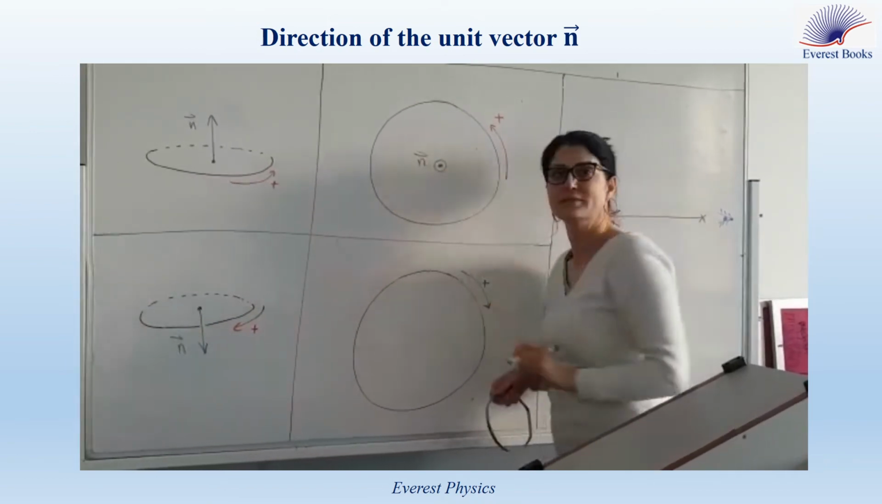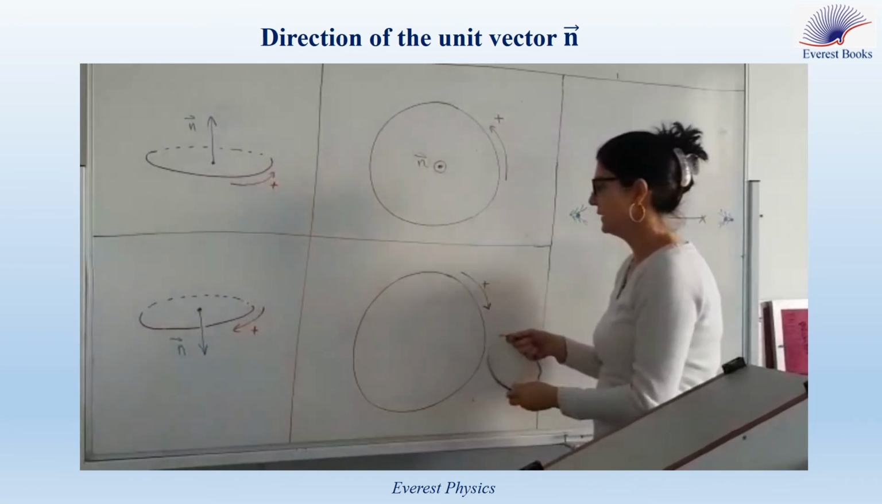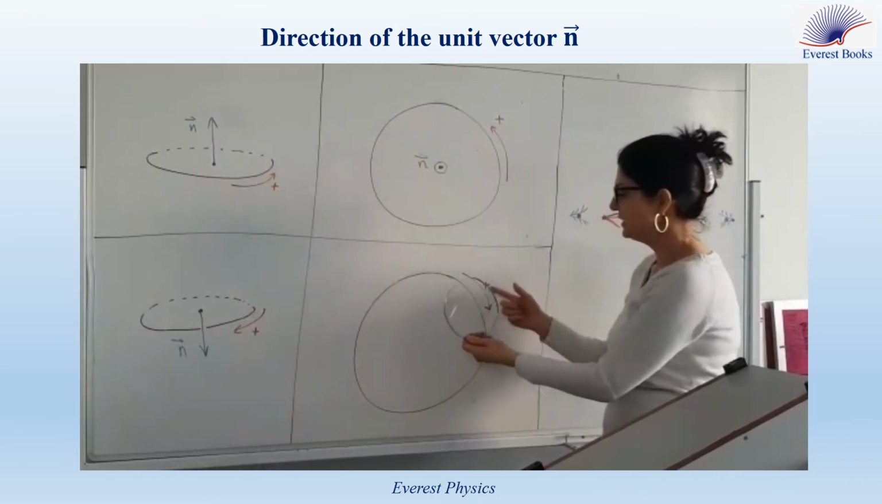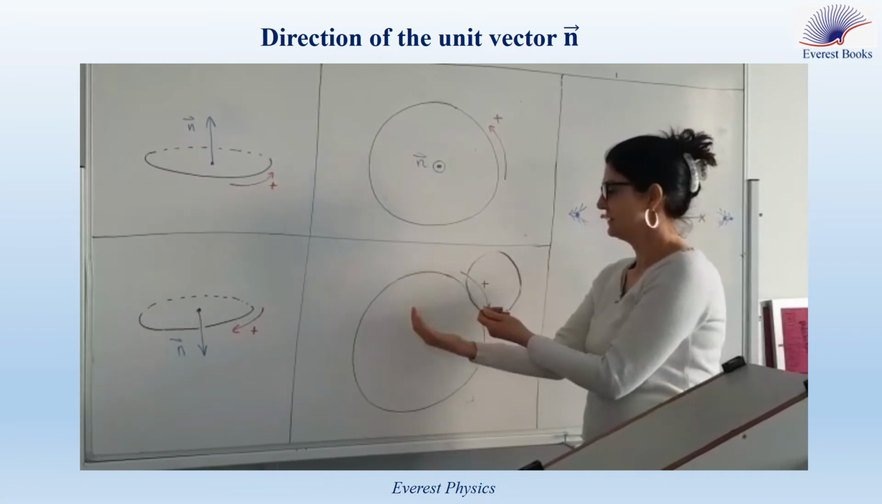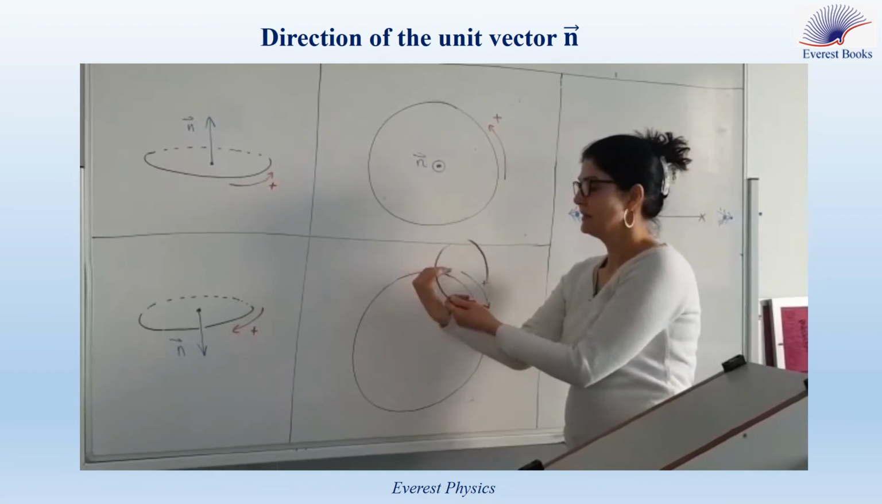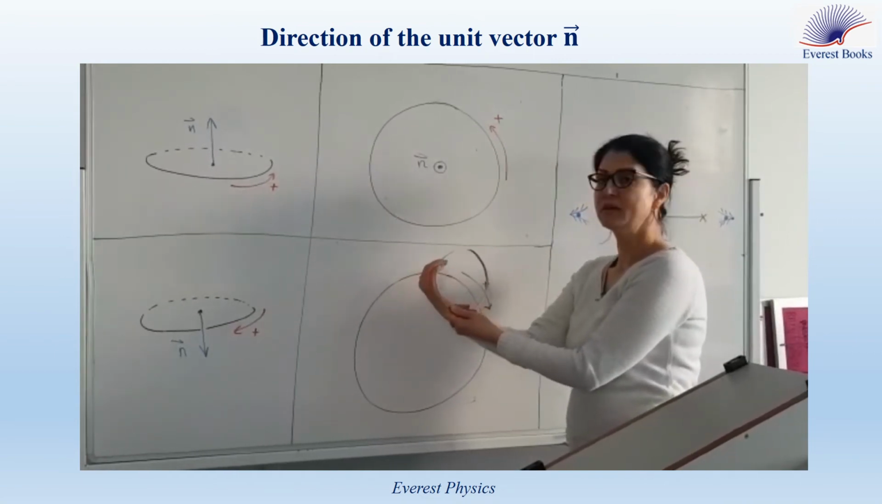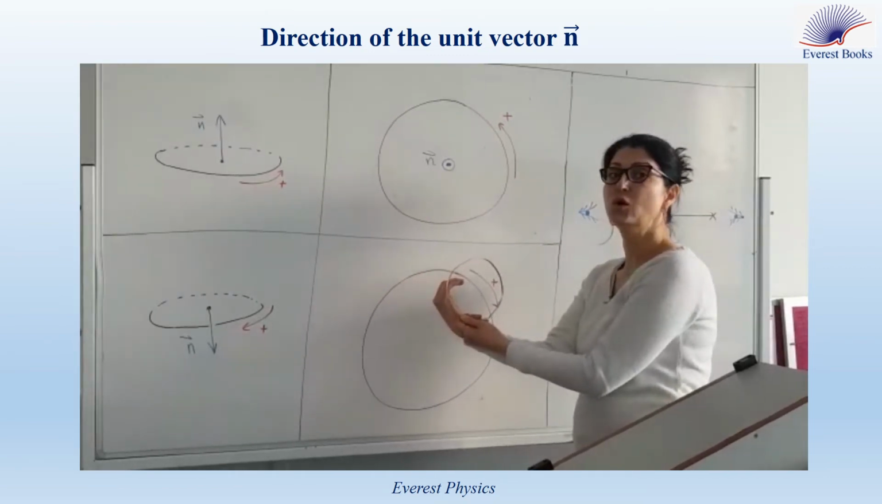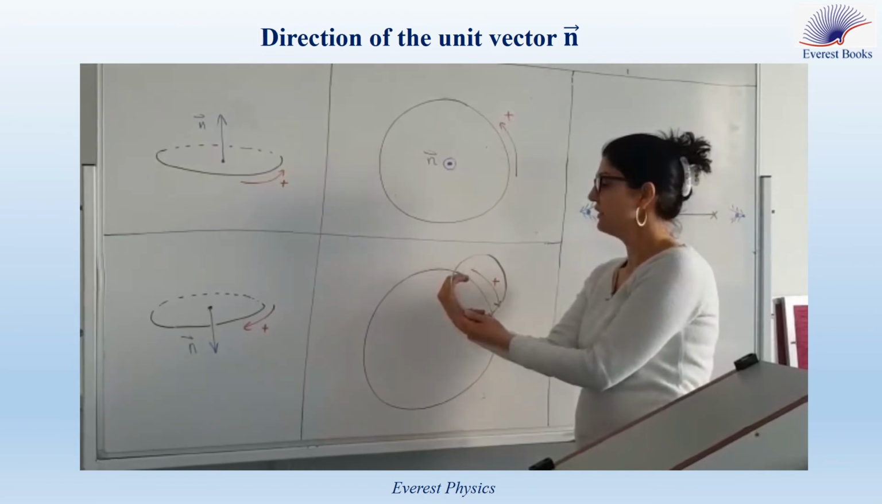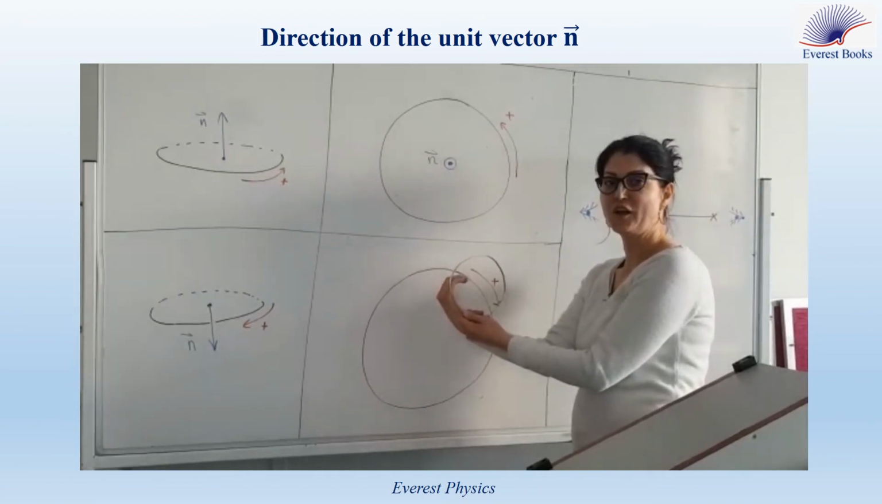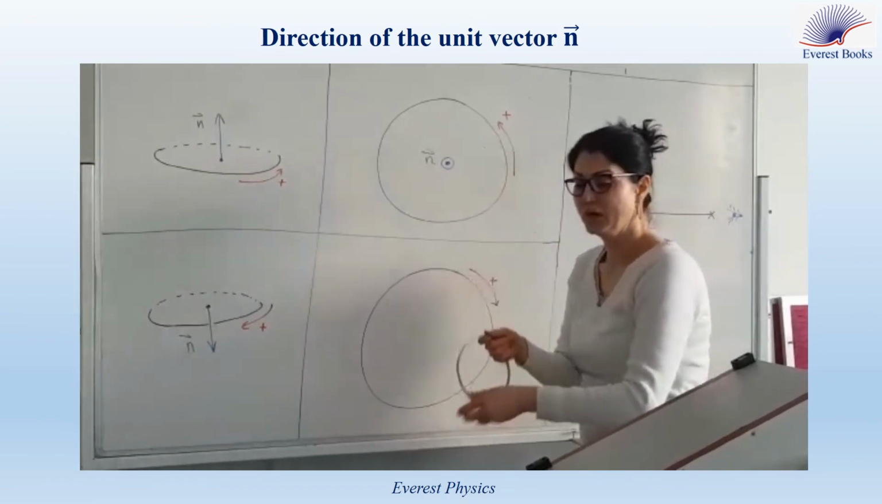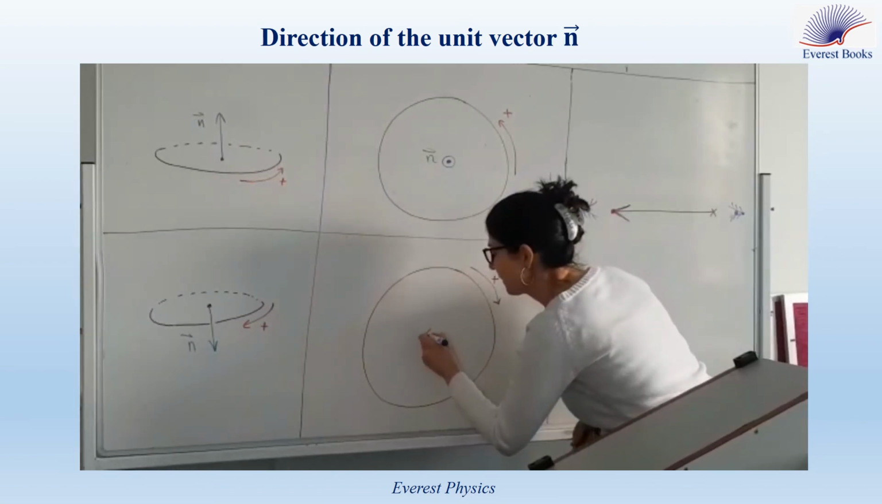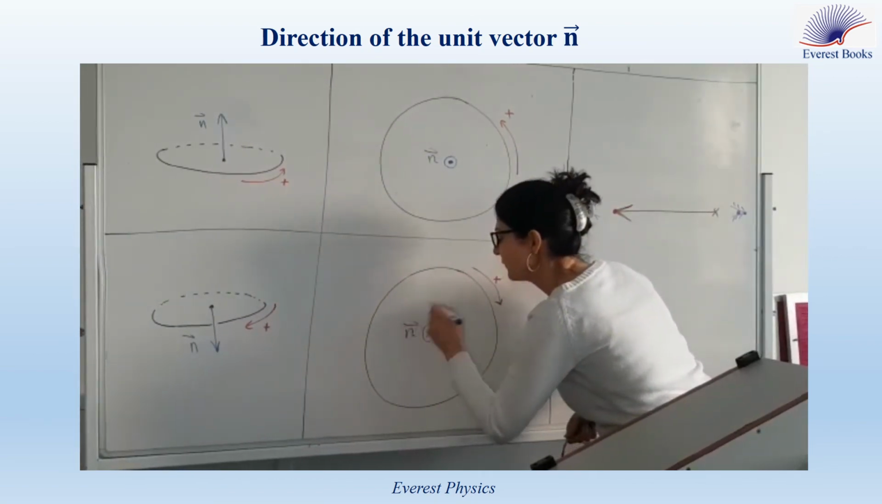So this is n. While in this case, the positive sense is directed clockwise, and you curl your fingers with the positive sense, and the thumb points inwards. So the unit vector n is directed inwards, so it is drawn as a cross.